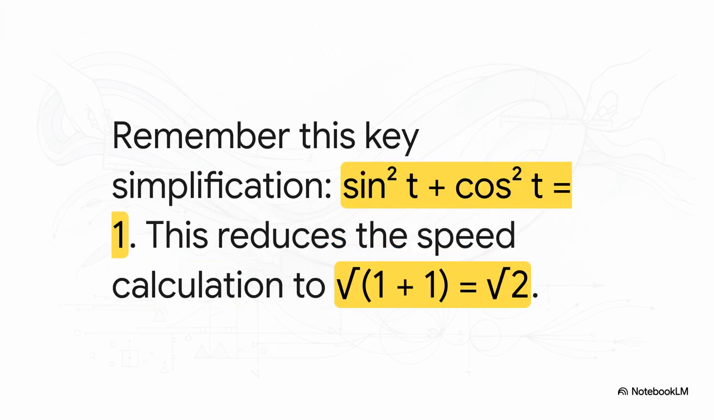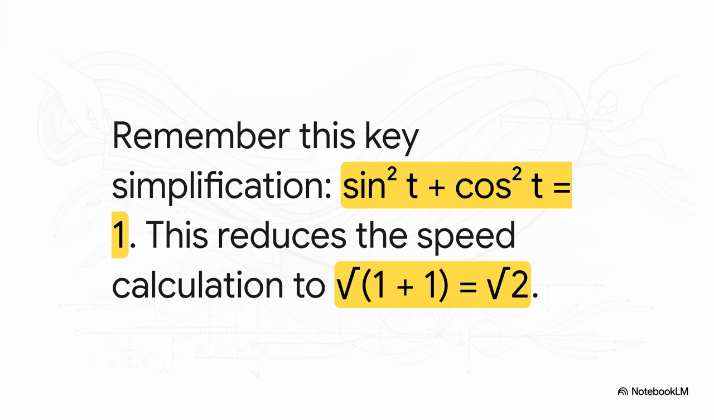You see that sine squared t plus cosine squared t? You gotta remember this from your trig class. That is one of the most important identities. It's always equal to 1, no matter what t is. And that is a total lifesaver here, because it makes our expression so much simpler.